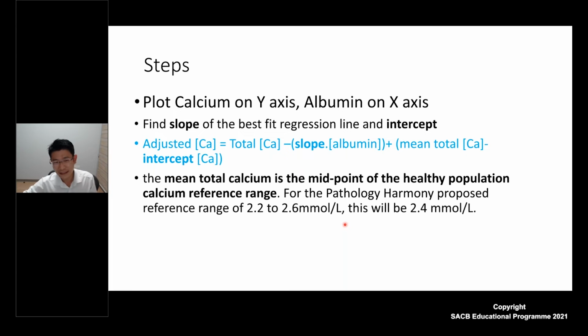Okay, so in general, what they do is they just plot calcium on the y-axis and albumin on the x-axis, and then you find the slope of the best fit regression line and the intercept. Then you just substitute your slope and your intercept inside, and then you can find your adjusted calcium.